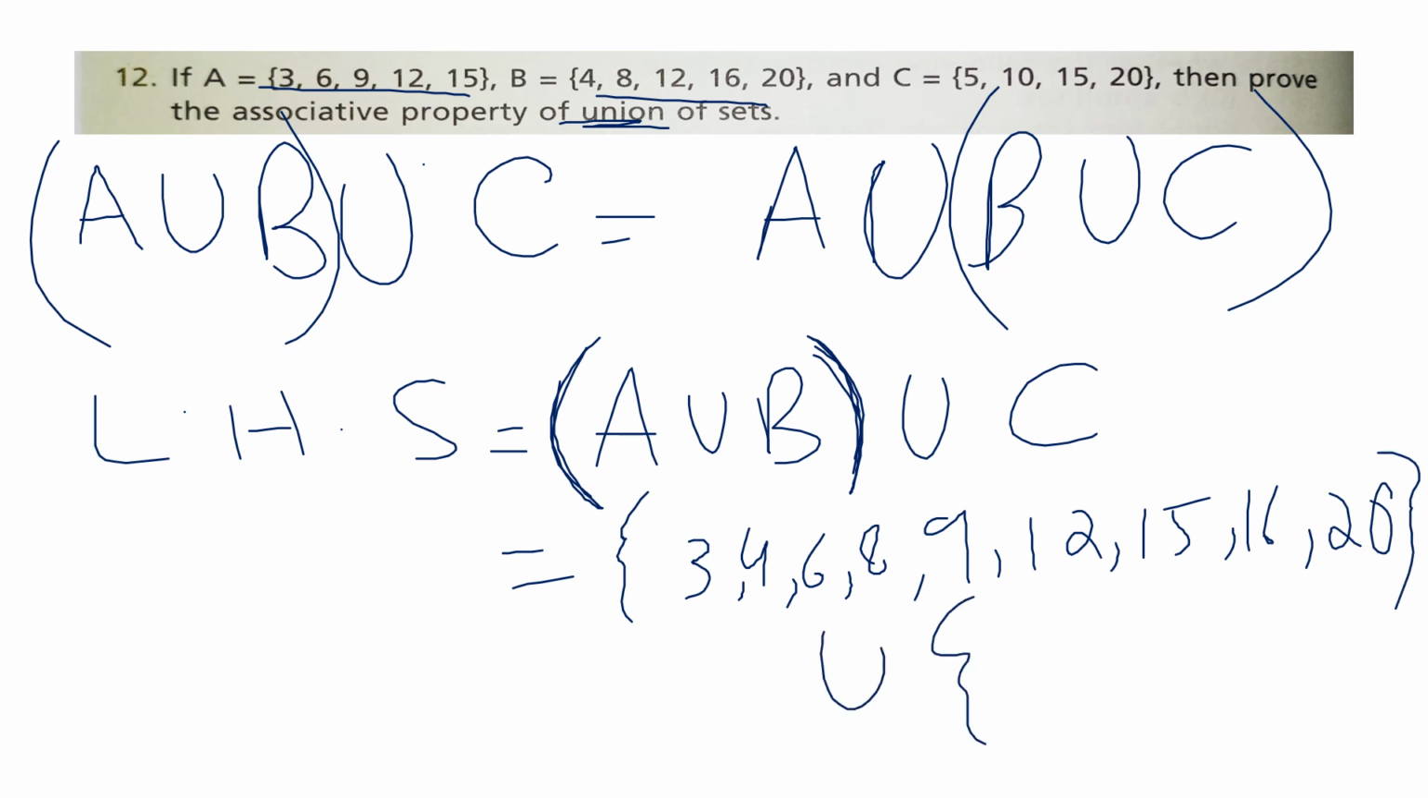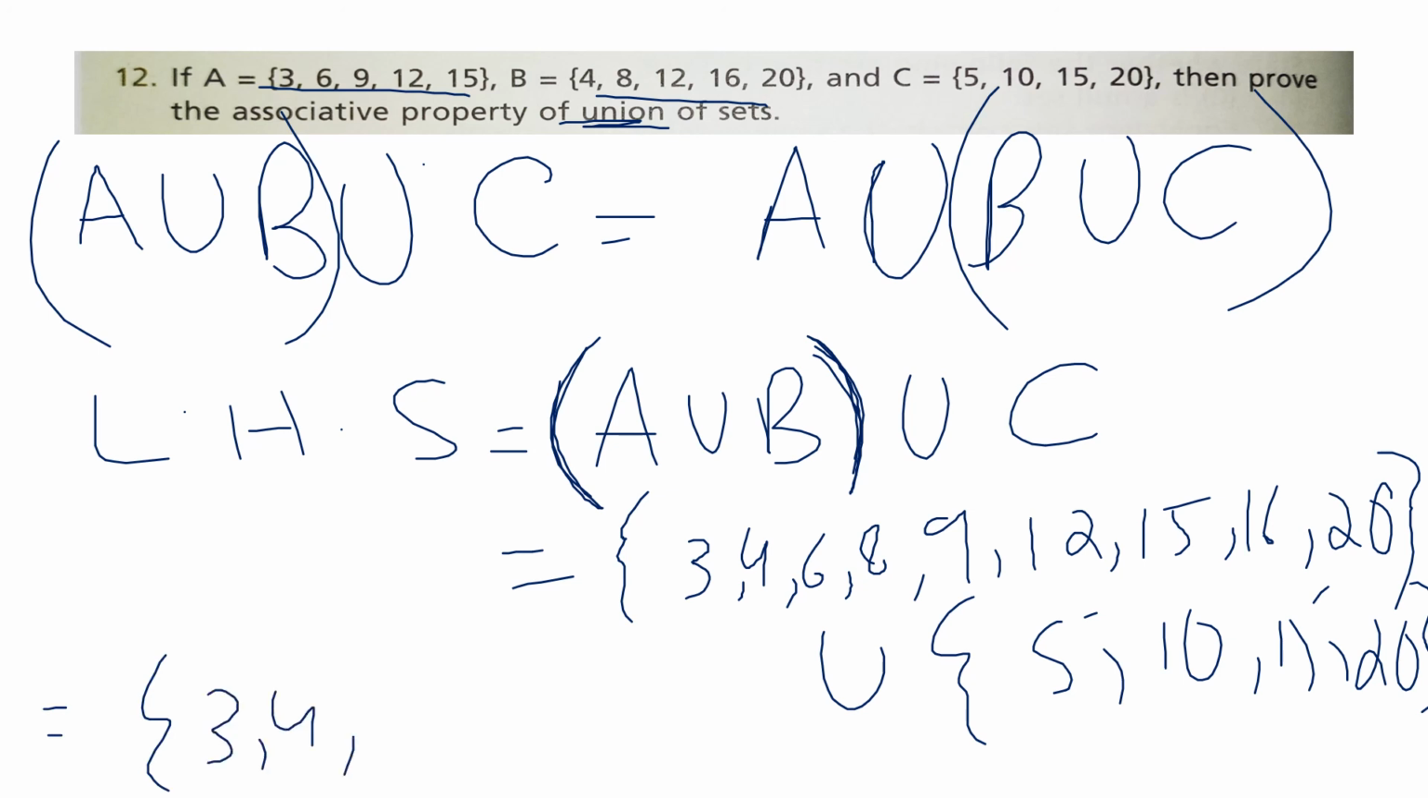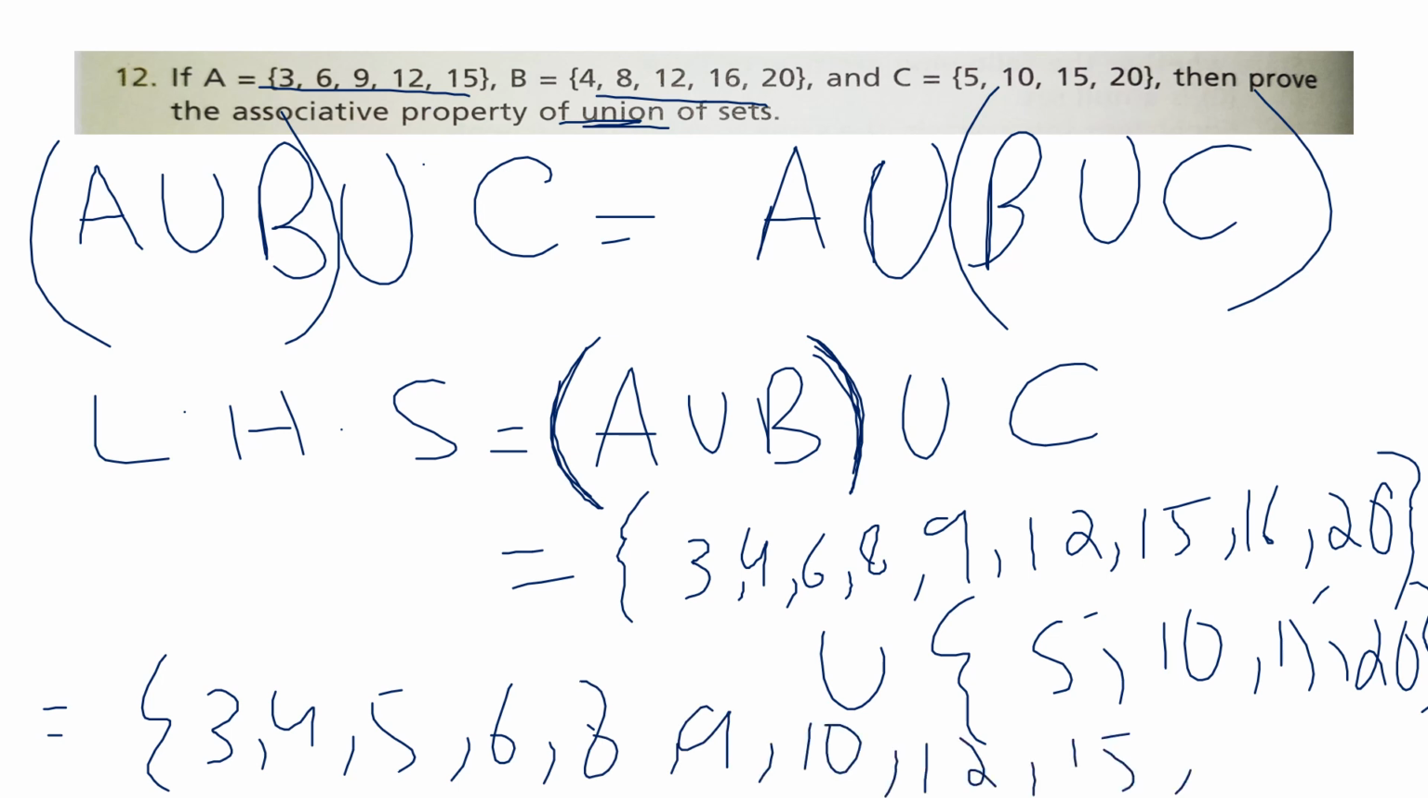Then you have to take a union with C. What is C here? 10, 5, 15 and 20. If you again take the union, it will be 3, 4, 5, 6, 8, 9, 10, 12, 15, 16 and 20. So this is the left hand side, and when you solve the right hand side, the answer should be the same as this one. Then you will write that this property holds.